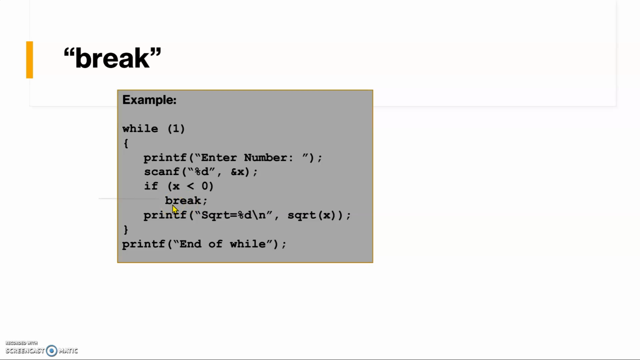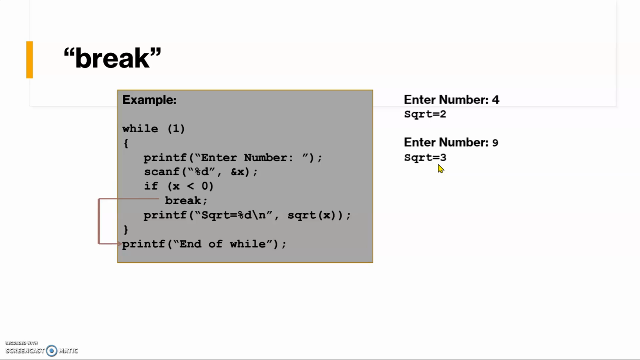When the break is there, what happens? The control will come out of the nearest iterative statement. What is the nearest iterative statement? We have the while, so it will come out of this while, and the next statement after that while will be executed, that is the print statement. Let us see an example. Initially it is asking us to enter a number. I have given a value of 4. So 4 is greater than 0. This condition is false. So you will get the square root of 4 is 2.